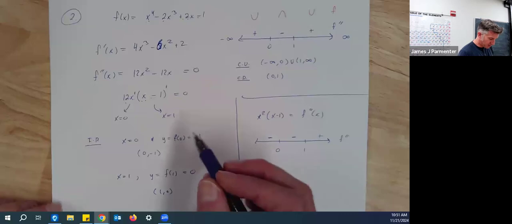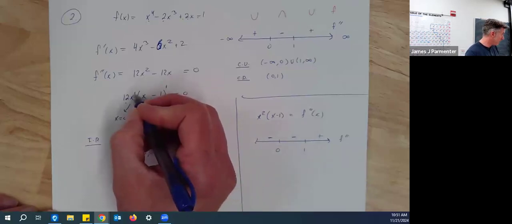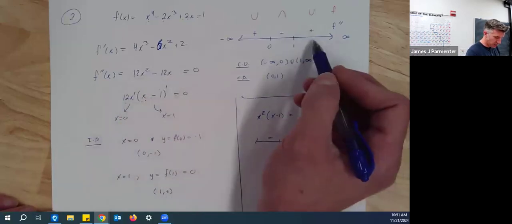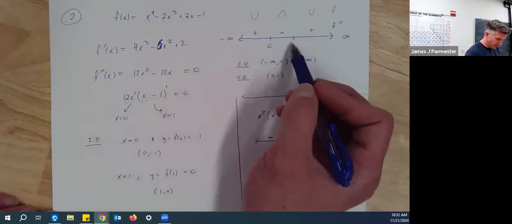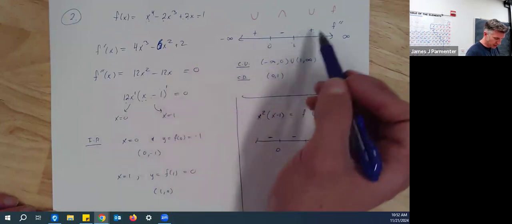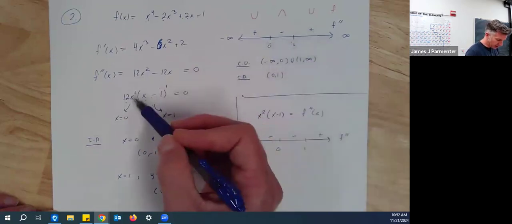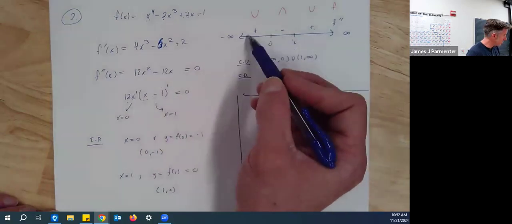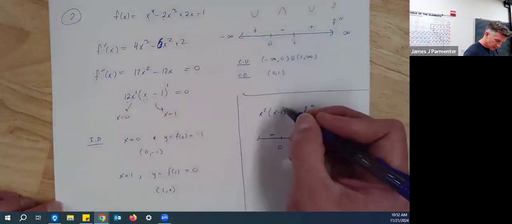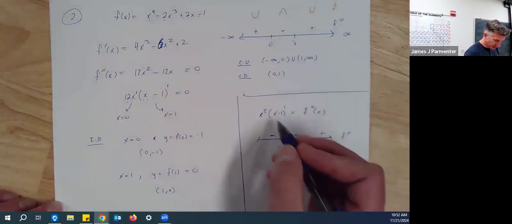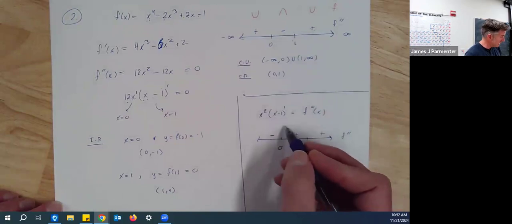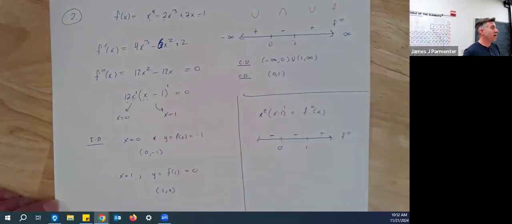Yes, so if the exponent is odd, then the sign is going to change when you cross from one side of the value that factor came from. So 1 came from x minus 1, the power was odd, the sign changed. 0 came from x, the power was odd, the sign changed. Whereas over here, 1 came from x minus 1, the power was odd, the sign changed. 0 came from x squared, the power was even, the sign stayed the same. So even powers, sign stays the same, odd powers, sign changes. Okay, now, do you have a question about this?